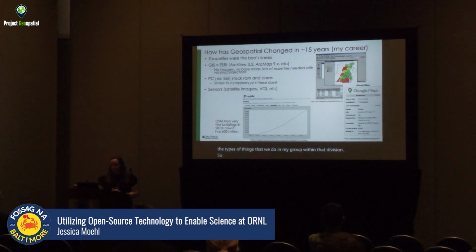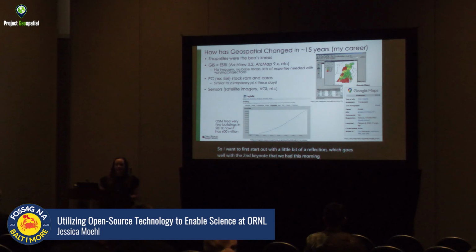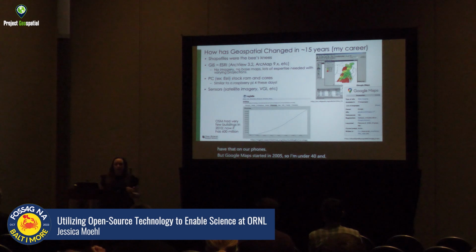So I want to first start out with a little bit of a reflection, which goes well with the second keynote that we had this morning. He talked about Google Maps and how it's rather unimpressive to us to have that on our phones. But Google Maps started in 2005. So I'm under 40 and still remember very much when that didn't exist.